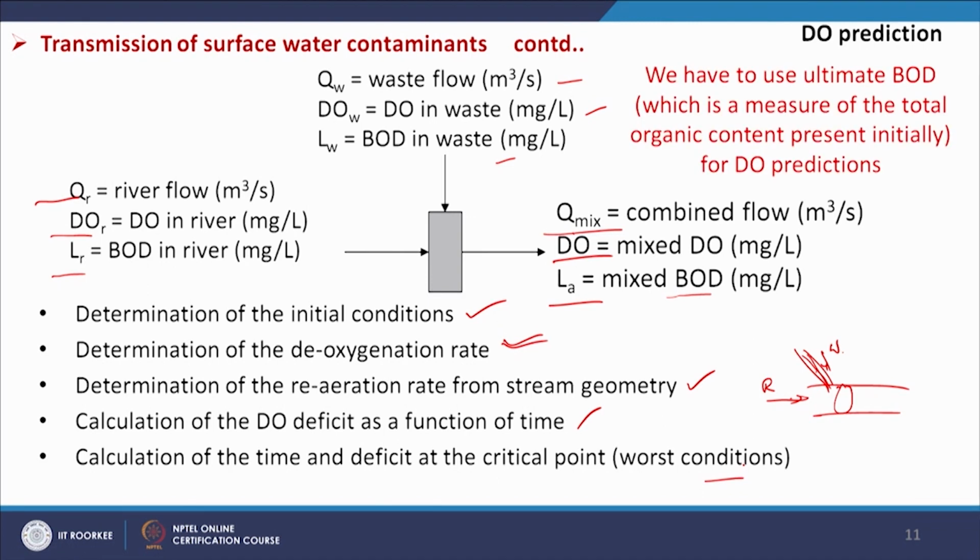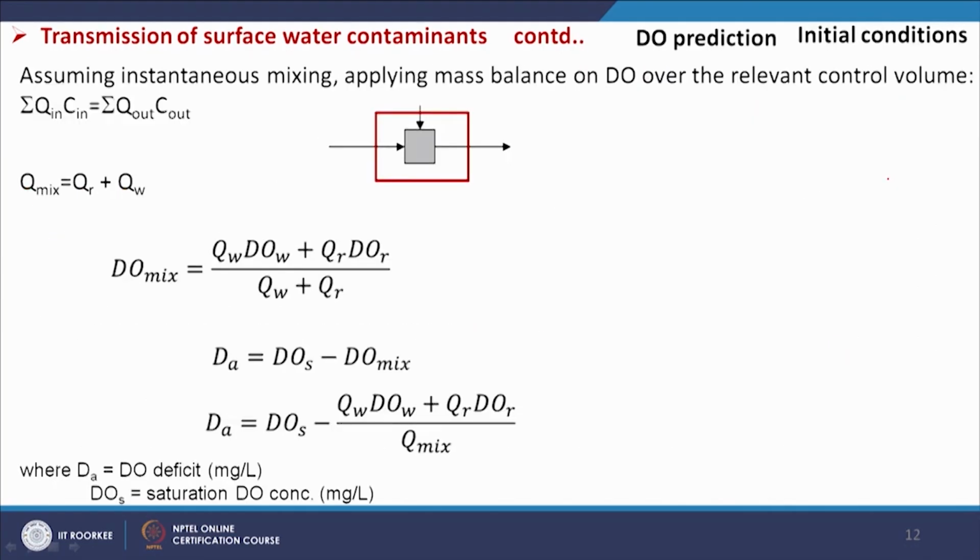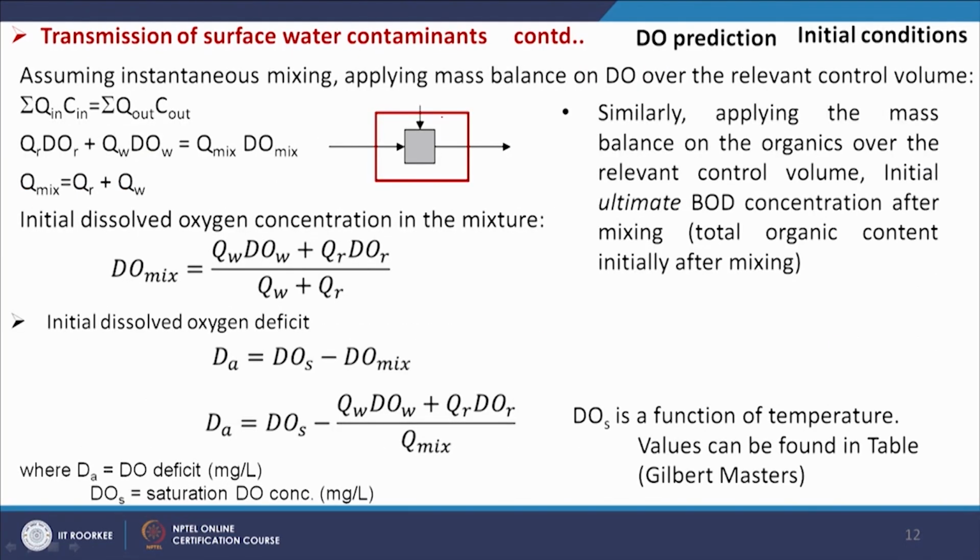Now, we have to use ultimate BOD, which is a measure of the total organic content present initially, for DO predictions. Now, you see the same figure shown here. This is waste, this is river, and this is mixed. So, what will be the mass balance? The sum of the inputs is equal to the sum of the outputs, as there is no reaction and no loss. So, this is the condition.